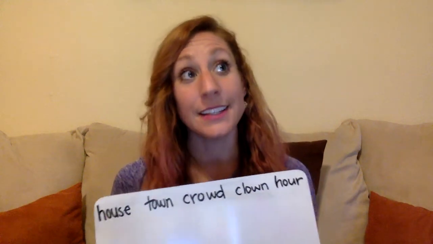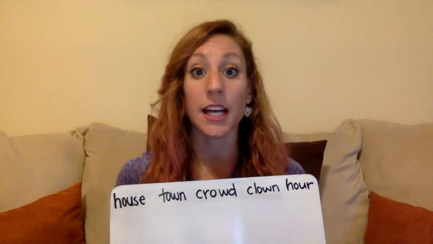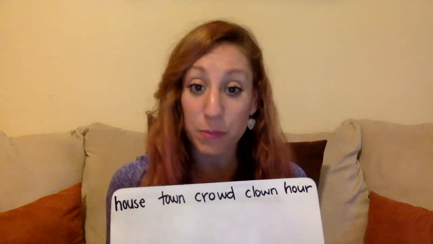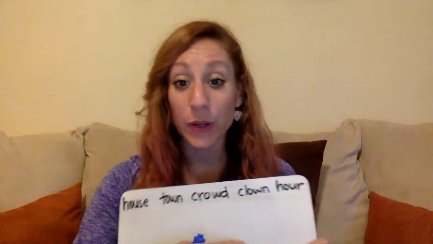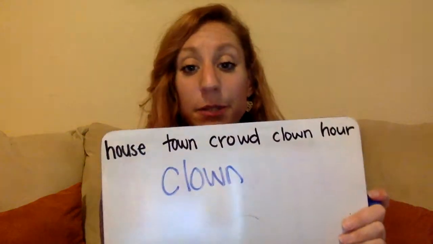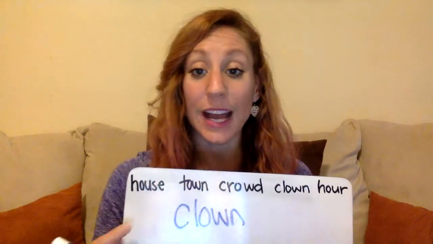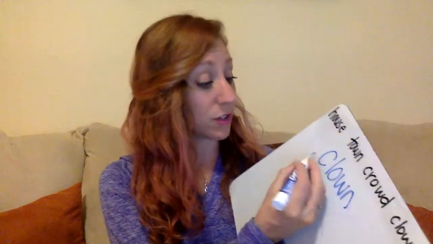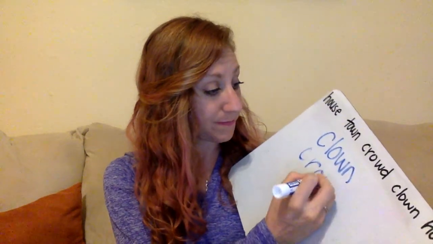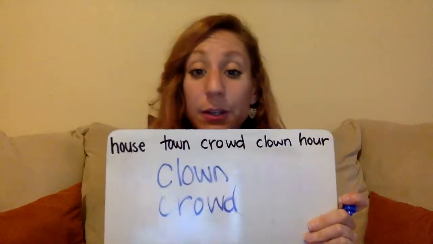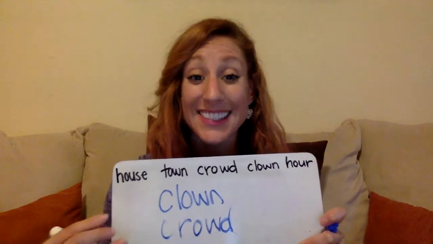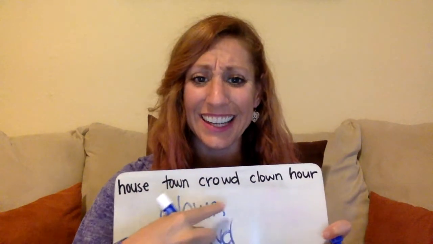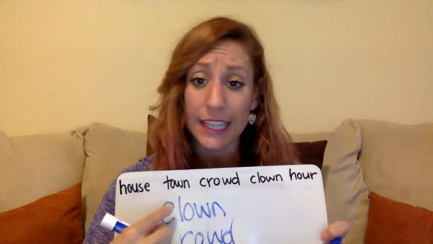A, B, C, D, E, F, G, H, I, J, K, L. Oh, L came before R. So clown would be our first word. So I'm going to write clown is the first word. C-L-O-W-N, clown. So after clown would come crowd, because that one also starts with C.